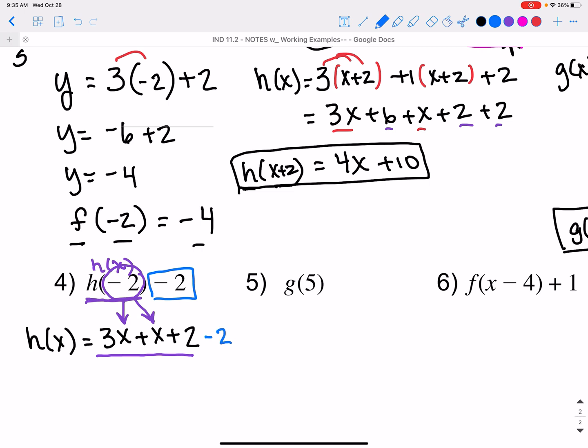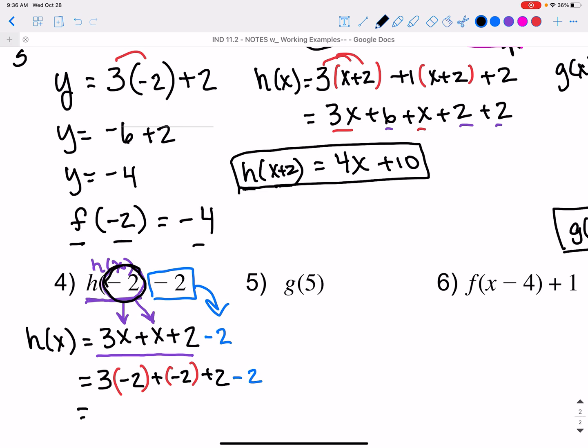So let's look at just the function part right now. My function is 3 and then x, right, plus x plus 2. That's just my function. And then I tack on that minus 2 at the end because that's this thing. So let's fill in my ingredients. My ingredients are right here, negative 2. So negative 2 is what this problem tells me to plug in for the ingredients.